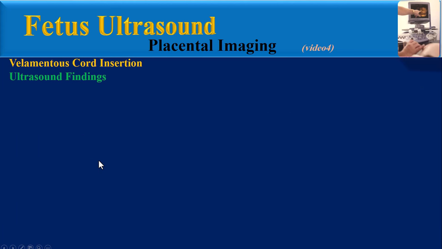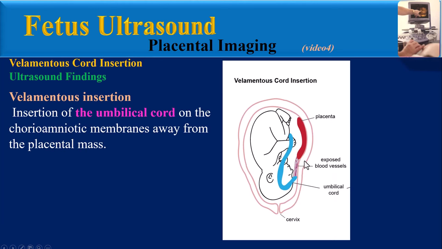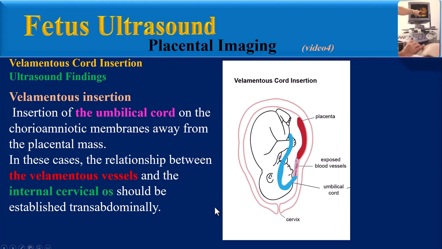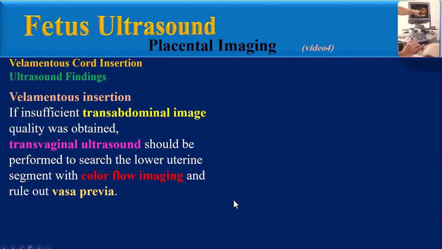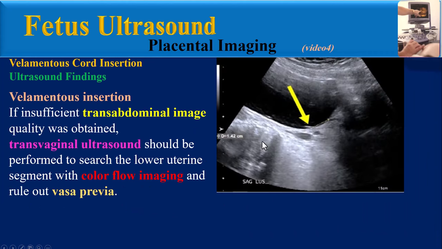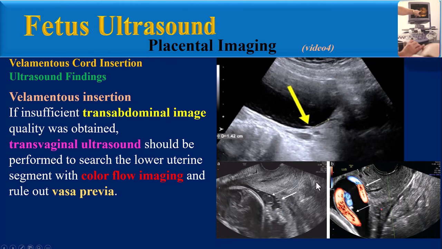And finally, another finding is velamentous insertion, which means insertion of the umbilical cord on the chorioamniotic membranes away from the placental mass. In these cases, the relationship between the velamentous vessels and the internal cervical os should be established transabdominally. If insufficient transabdominal image quality was obtained, transvaginal ultrasound should be performed to search the lower uterine segment with color flow imaging and rule out vasa previa.